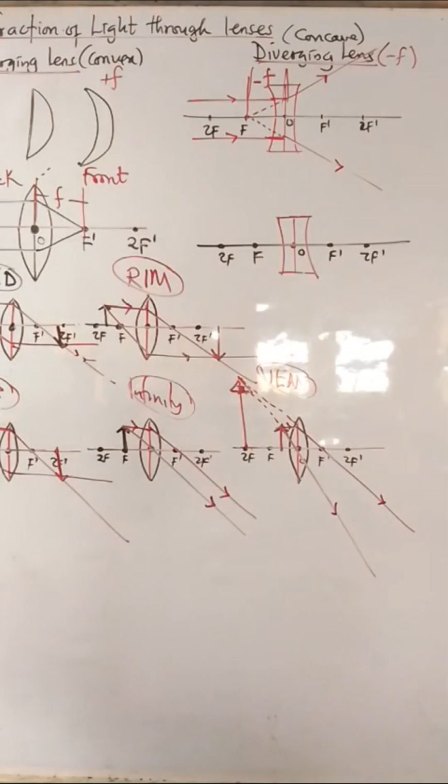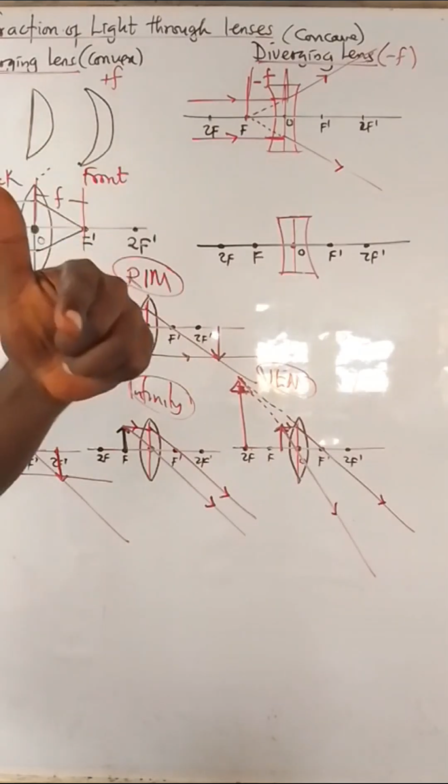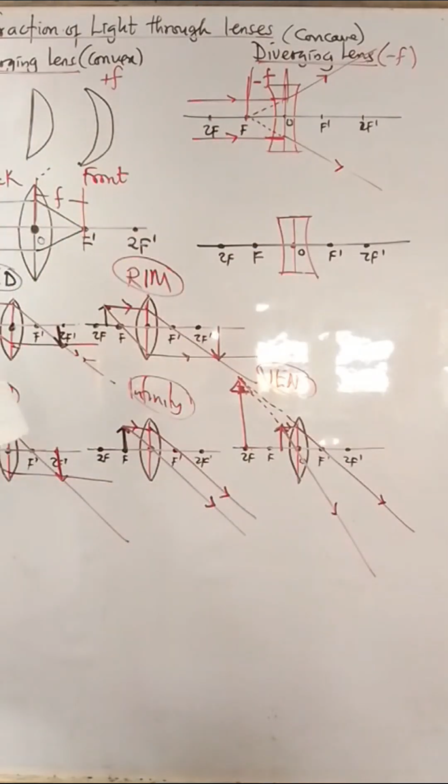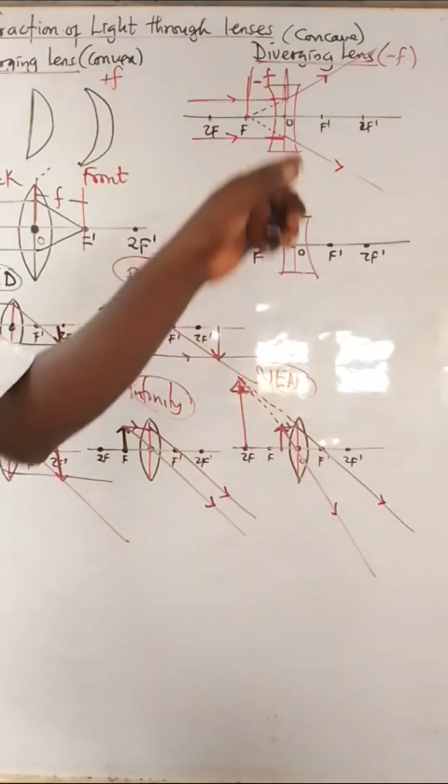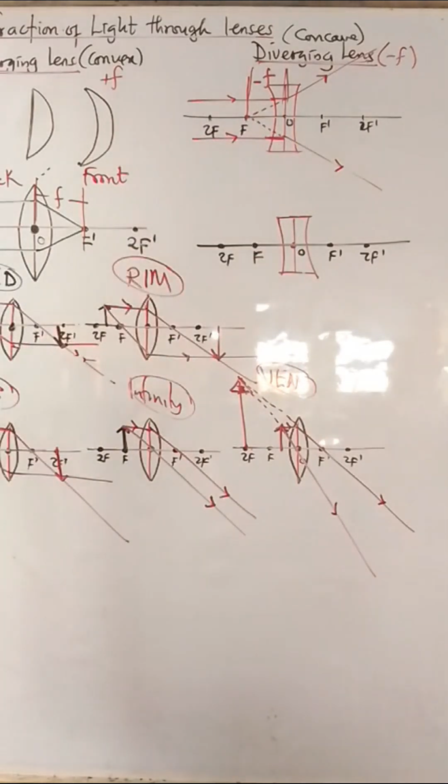Now look at this, in case you are asked to define principal focus as applied to a diverging mirror. If it's a mirror, you say it is a point where parallel rays diverge after reflection. But if they now ask you, what is principal focus for a diverging lens? You say it's a point on the principal axis where rays diverge after refraction. For mirror, you say reflection. For lens, you say what? Refraction.